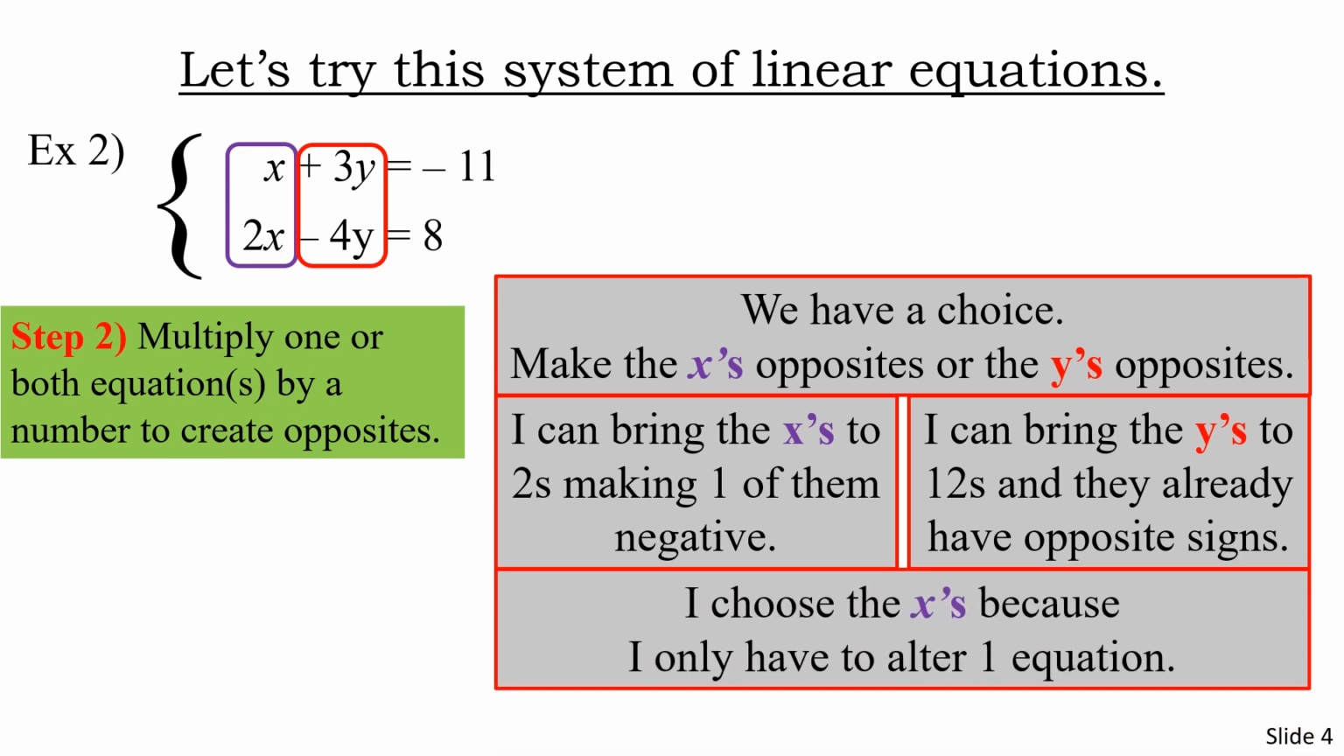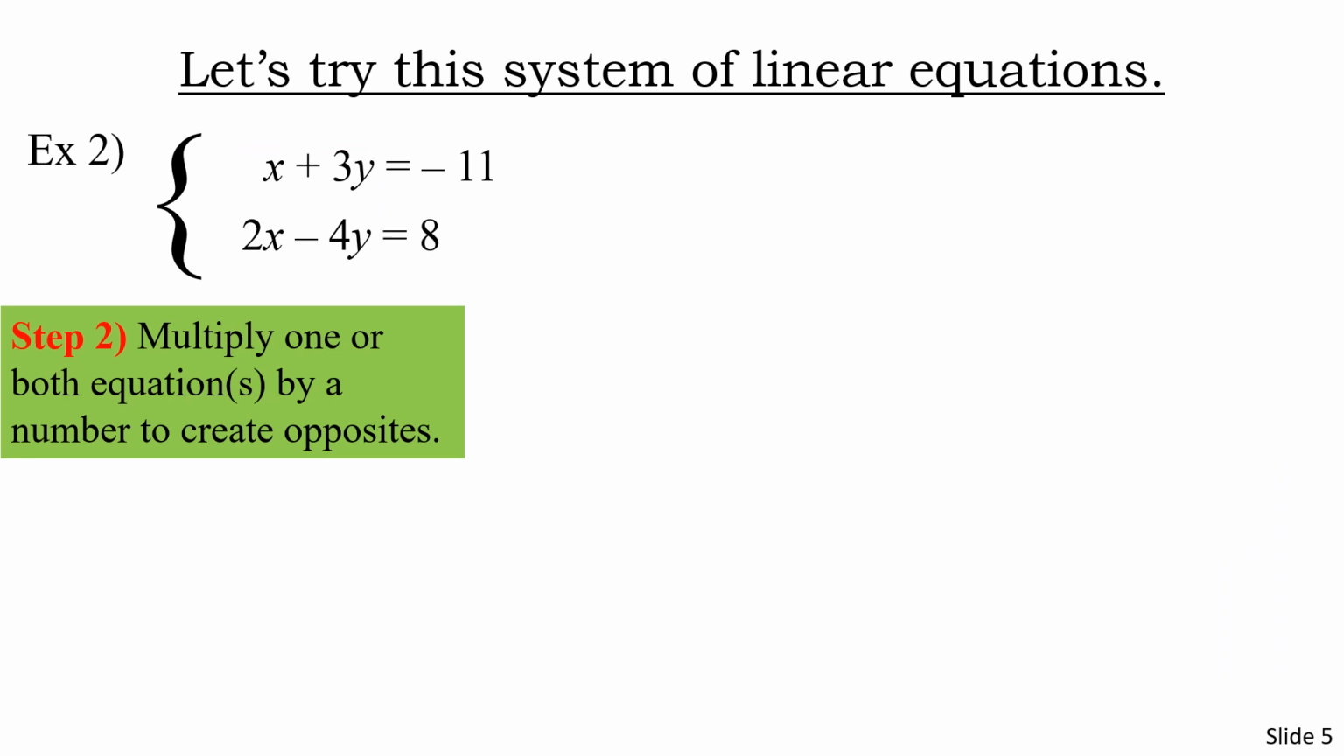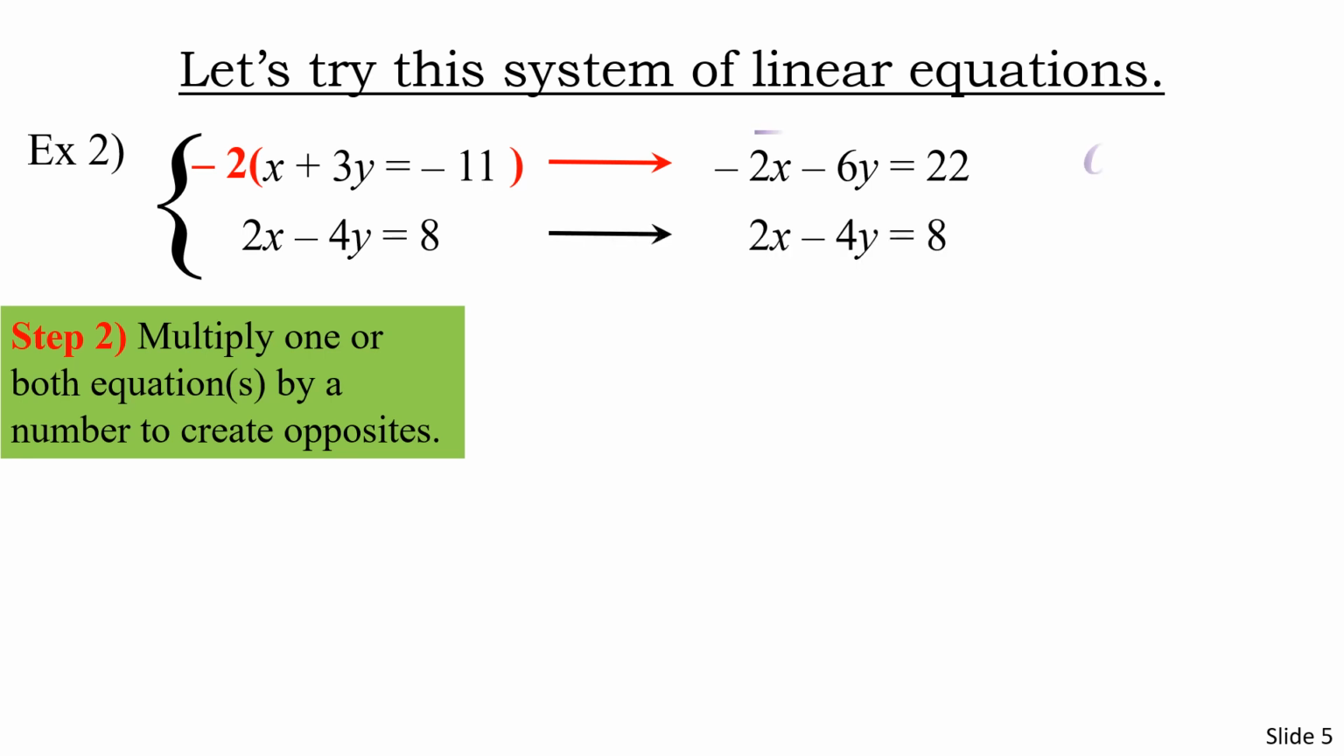I choose the x's because I only have to alter one of the two equations. That's why I choose the x's. You can choose the y's if you want, but I'm going to choose the x's. So I'm going to multiply the top equation by negative 2. That's going to give me negative 2x minus 6y equals 22. I'll slide the other equation back over, and you can see I've got opposites.